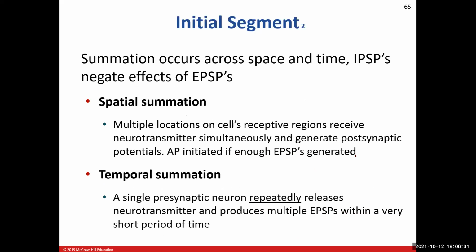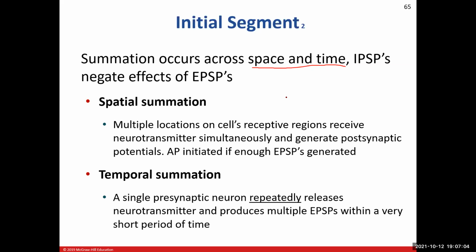So when we talk about summation, this occurs, I always love to say this, across time and space, or space and time. Basically, when we're adding up all of these IPSPs and these EPSPs, we're going to include all of those throughout the dendrites and the soma. And this occurs over a period of time. So those IPSPs, it's a one-to-one negation factor. One IPSP will cancel out one EPSP.